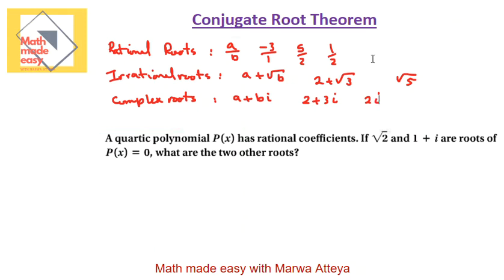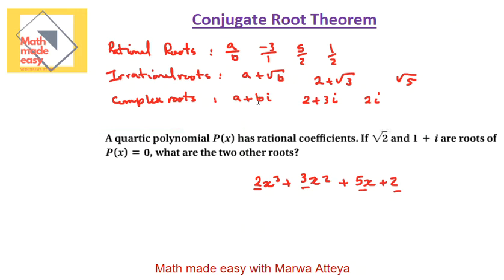Now, the conjugate root theorem, what is that about? The conjugate root theorem discussed two things. It discussed the irrational roots and the complex roots. What does it say? It simply says that in case you have a root for a polynomial function that has rational coefficients. Rational coefficients means a polynomial function with coefficients like, let's say, 2x cubed plus 3x squared plus 5x plus 2. These coefficients like 2, 3, 5, and 2, all of these are rational numbers.